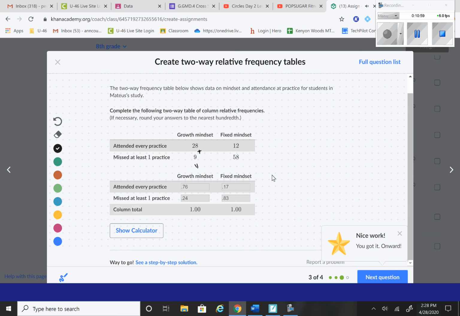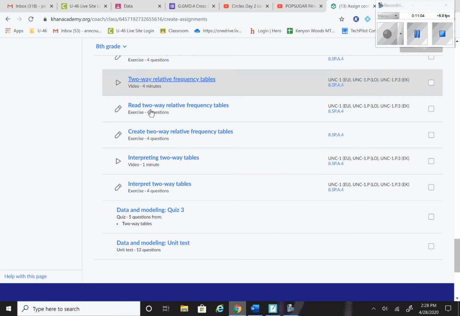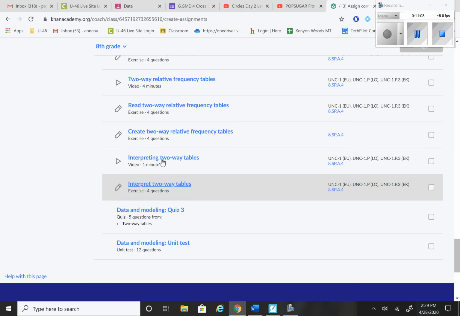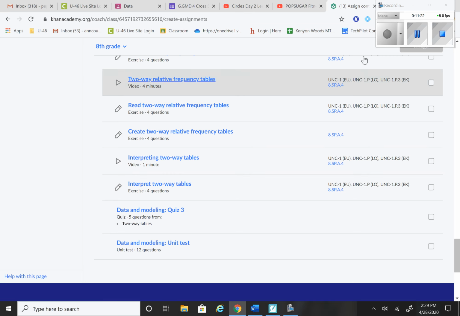So that's just a couple of sample problems to help you out a little bit with these three two-way relative frequency tables. They are a little bit more challenging. You're going to see a little bit more of two-way tables tomorrow. Also, anything in Khan Academy, you can redo, retake, rewatch the videos, work ahead if you want. So again, just a quick review of your lesson from today.